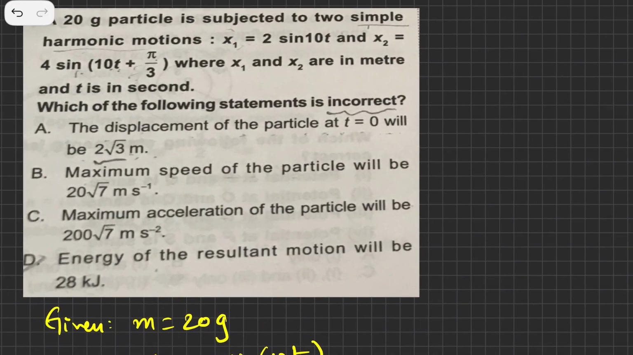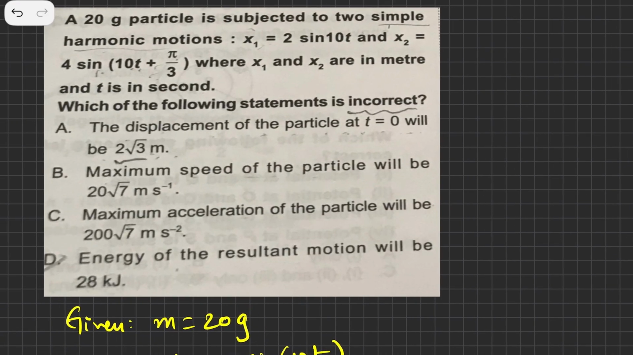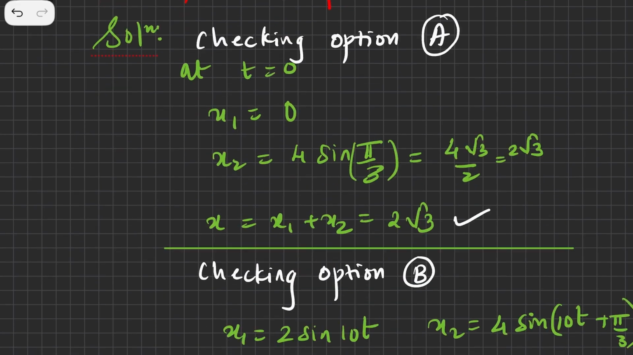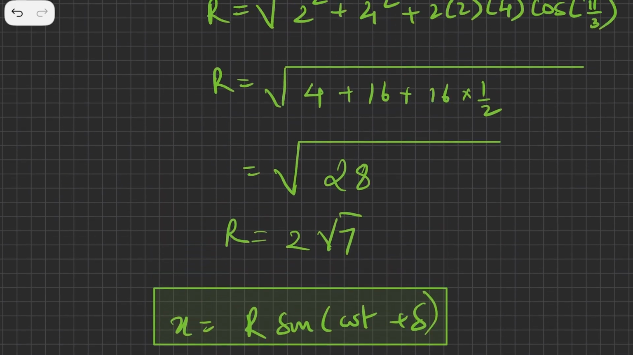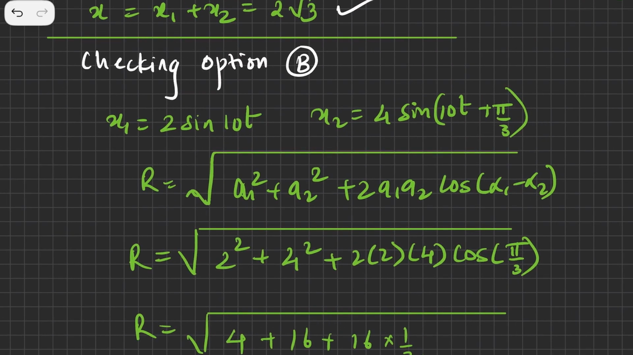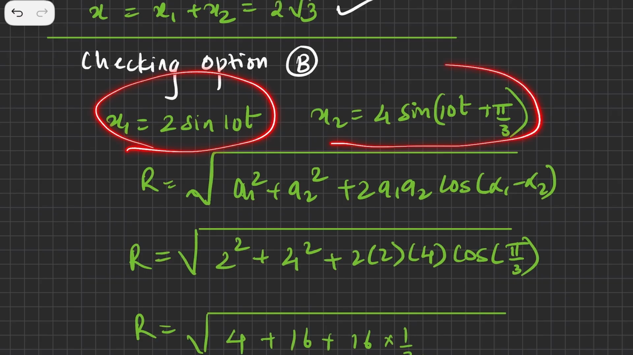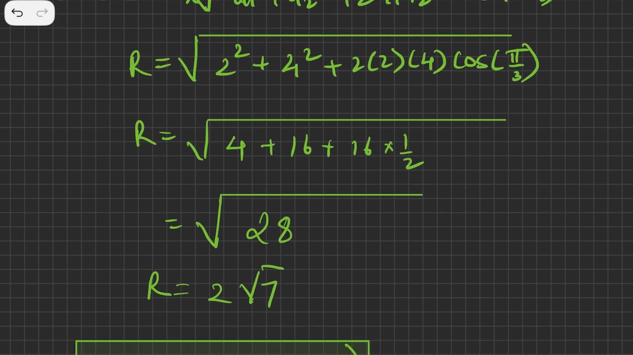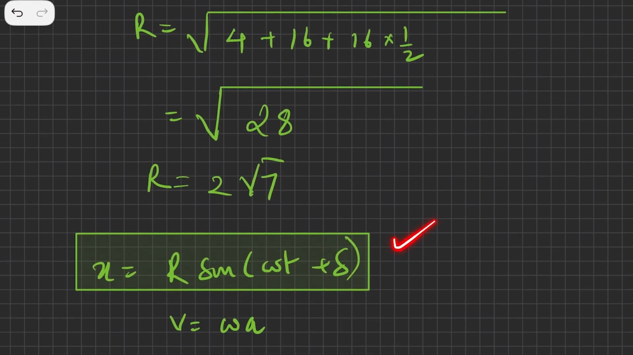Now we are supposed to find out the maximum speed. So what we are going to do is create a general equation using these two equations. It would be a very long derivation in this particular video. If you solve these two equations and get a resultant equation, you get x is equal to R sine omega t plus delta.